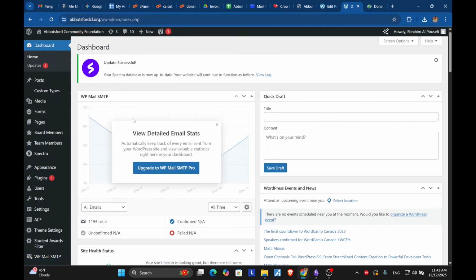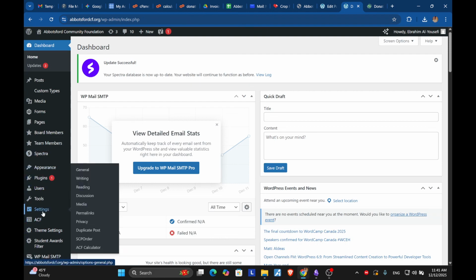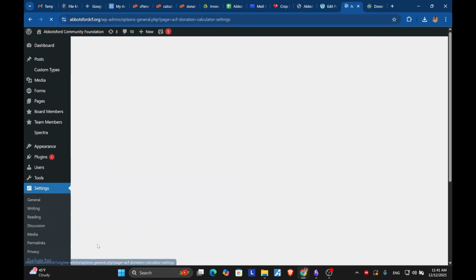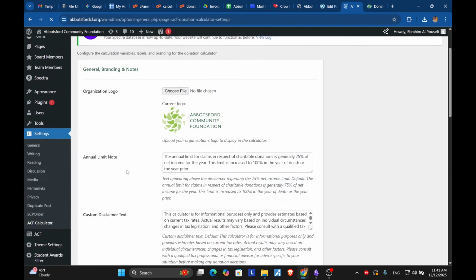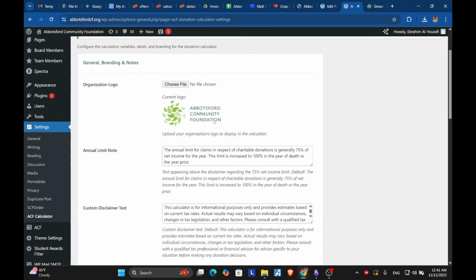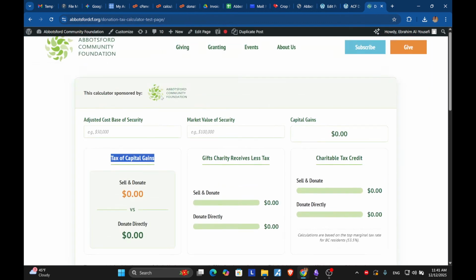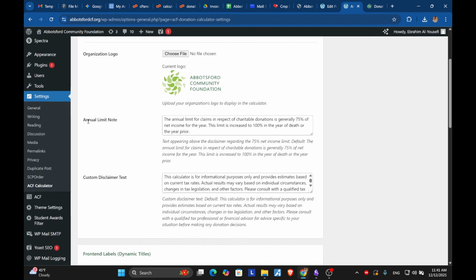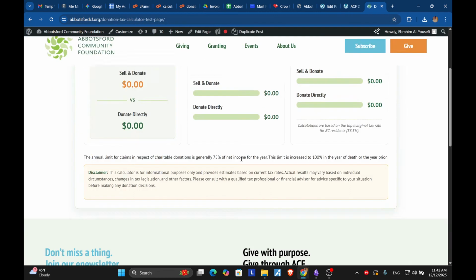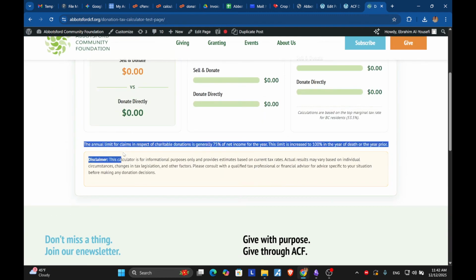So to access the calculator editing page, you go to settings in the WordPress admin page. You scroll down to ACF calculator, Abbotsford Community Foundation calculator. You click on it, and then voila. You first are presented with updating the logo for the sponsor, and then you have the annual limit note and the disclaimer note, which are both in the footer of the component.